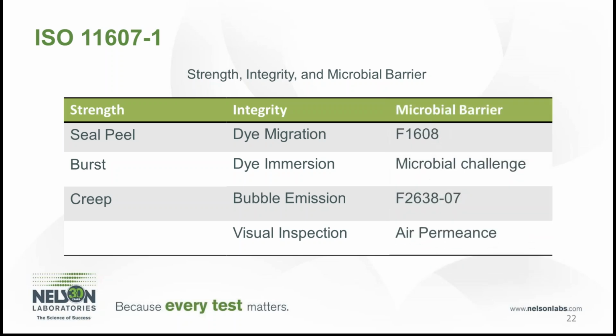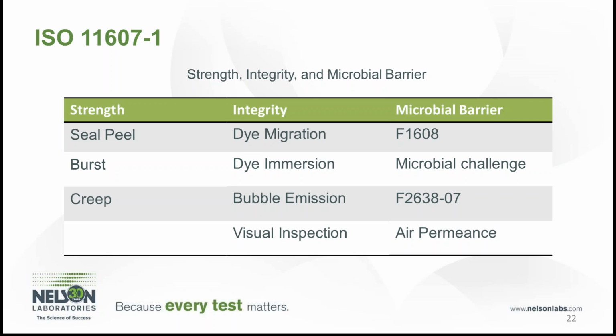The last category, microbial barrier, here again we have 4 options: the F1608, microbial challenge, F2638, and air permeance. The ASTM F1608 or microbial ranking is specific to porous materials only, and it determines how well your porous material is able to prevent microorganisms from passing through it. The microbial challenge test is a whole package test that also uses microorganisms, but it's challenging the entire package, not just the porous material.